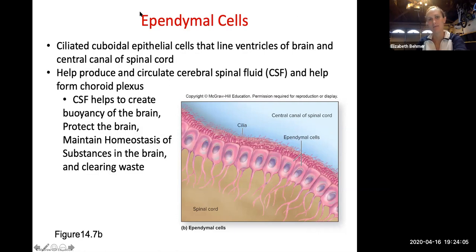But the ependymal cells, I think that's what I have up here. I got to figure out how to hide one of my things I can see. So these are ependymal cells.